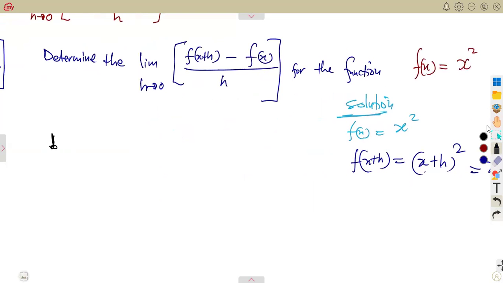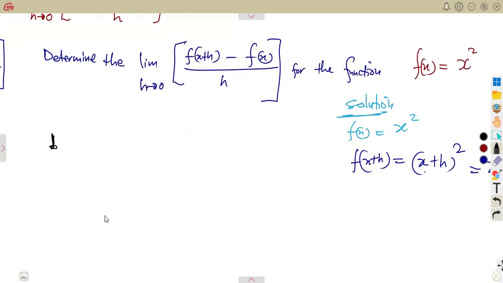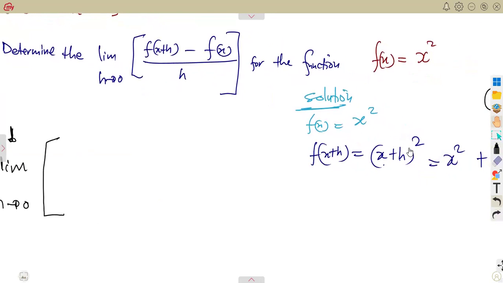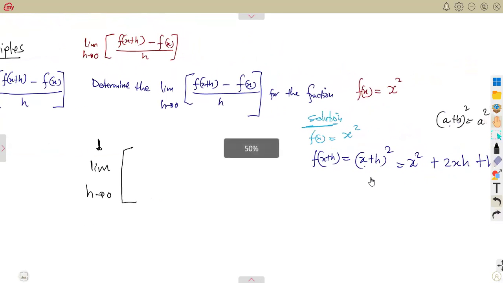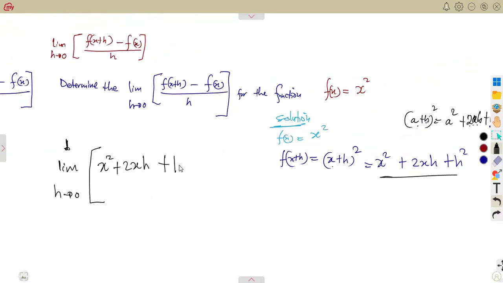All right, so you're going to have the limit. This is taken from this limit. So you're going to have this as the limit as h is approaching 0. So you're going to have the limit as h is approaching 0 of what? f of x plus h, which is the one that we simplified here. So we simplified our f of x plus h. Let's hope this is going to be clear. All right, so this is our f of x plus h. You take this one as it is, x squared plus 2xh plus h squared.